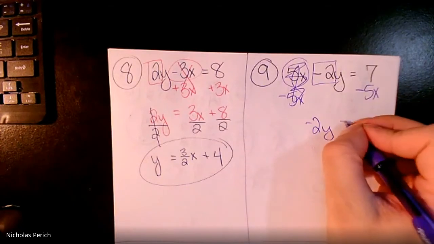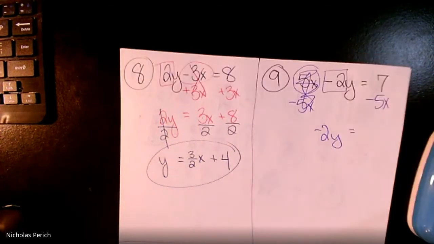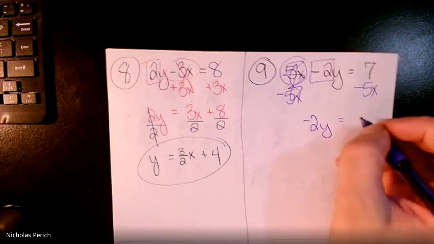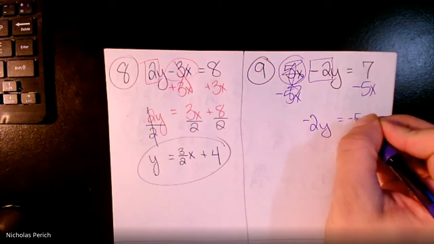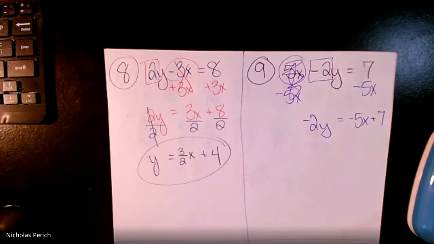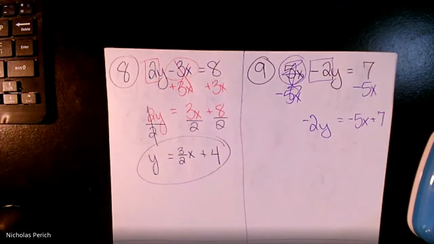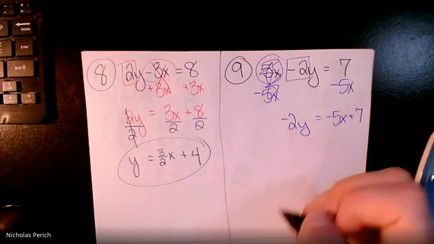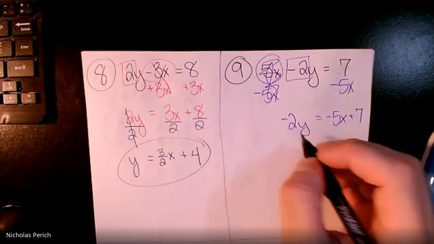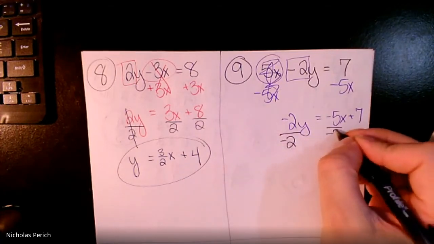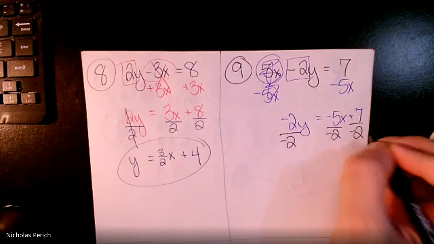Drop down the equals. Do 7 and negative 5x combine? No, because one has a variable and the other one doesn't. So I'm going to write out negative 5x plus 7. Is y all by itself? No. I have negative 2 in the way. How do I get rid of a negative 2 that's in the way? Divide everything by negative 2.